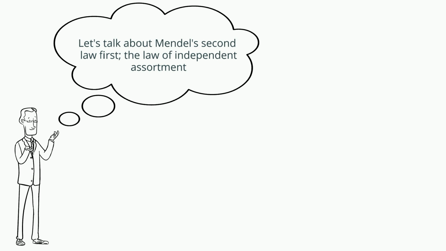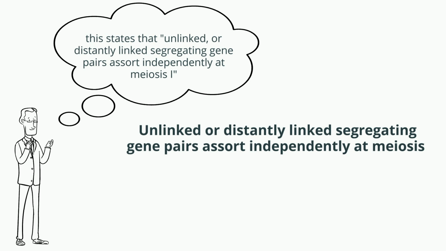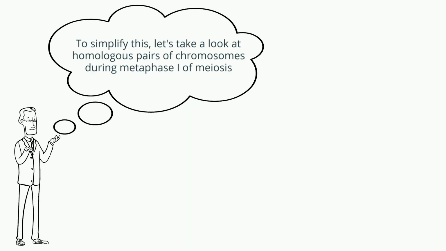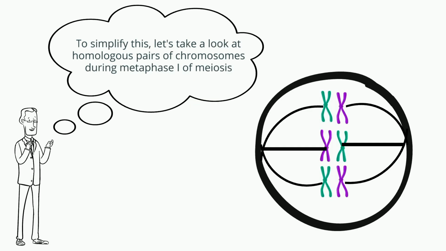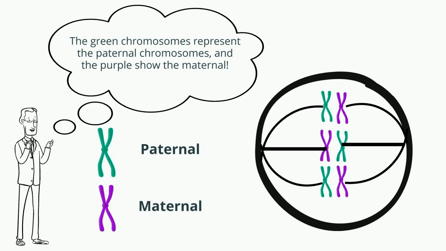Let's talk about Mendel's second law first, the law of independent assortment. This states that unlinked or distantly linked segregating gene pairs assort independently at meiosis 1. But what does this really mean? To simplify this, let's look at homologous pairs of chromosomes during metaphase 1 of meiosis. The green chromosomes represent the paternal chromosomes, and the purple show the maternal.